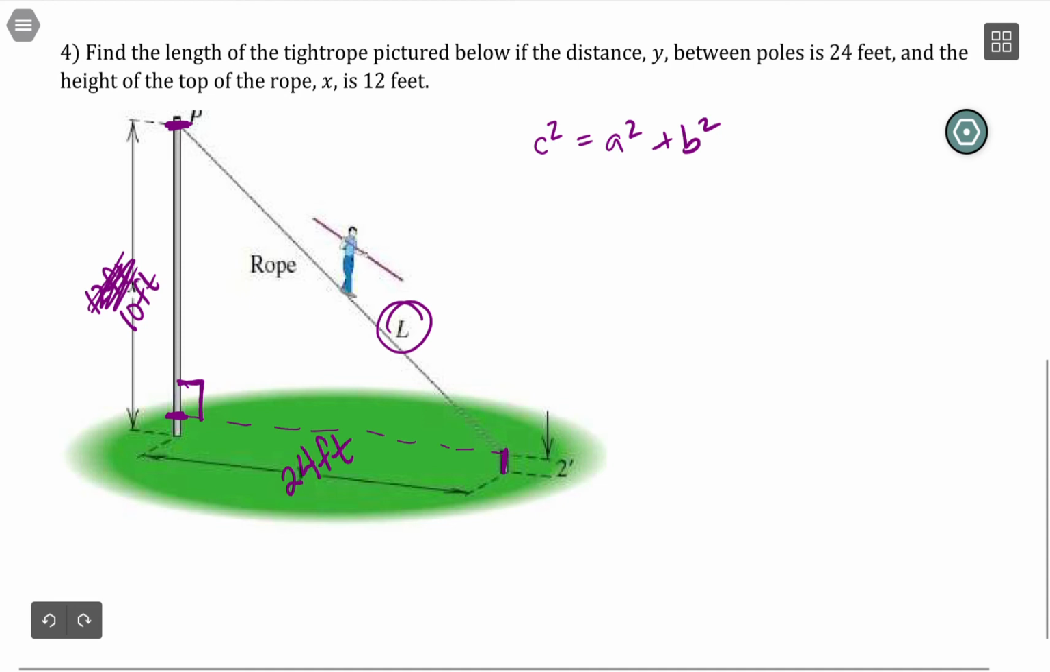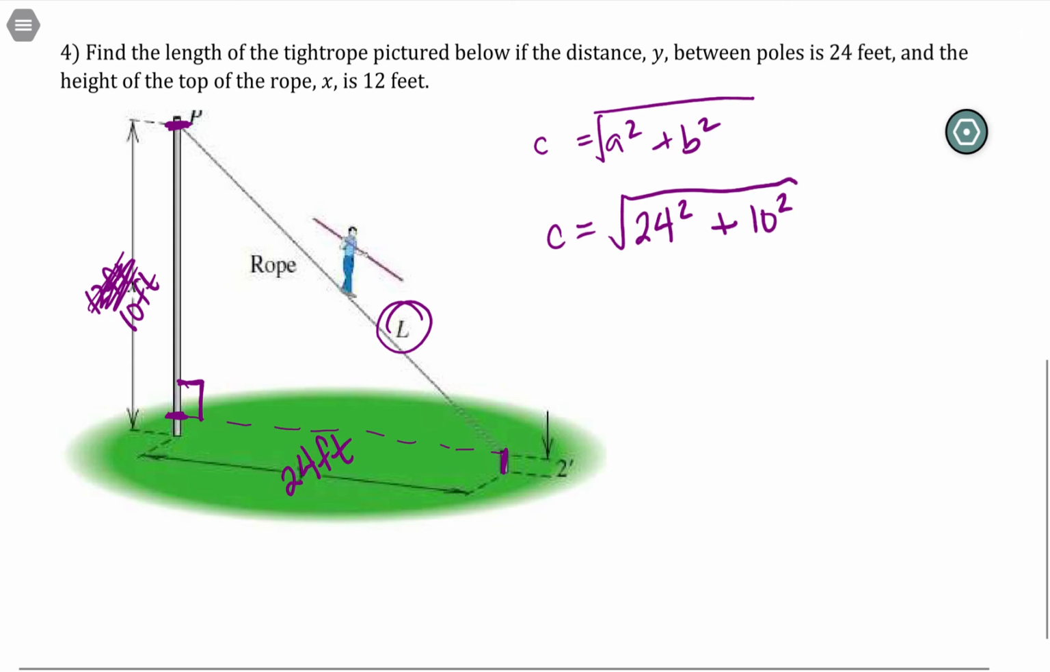So really all we need to worry about here is that if we want to find c, we'll have to take the square root of that. Okay, so we're looking for the square root of a squared, so we can say that's 24 squared, plus b squared, that's 10 squared. Notice it doesn't matter which side is a and which side is b. Order doesn't matter with addition, so whichever one you choose is fine.